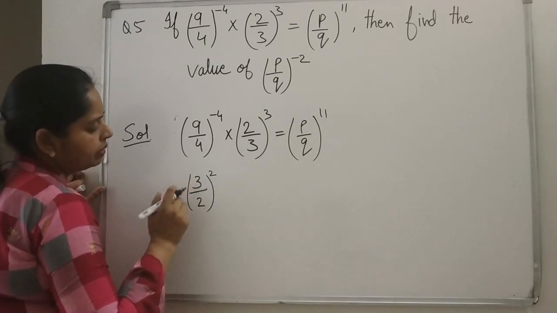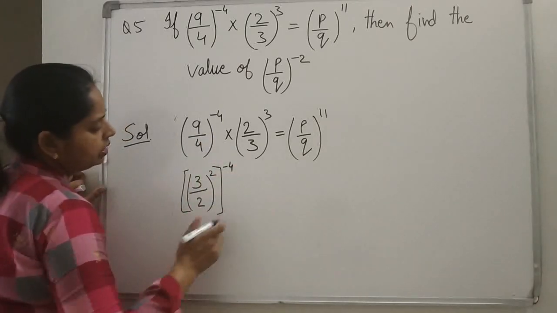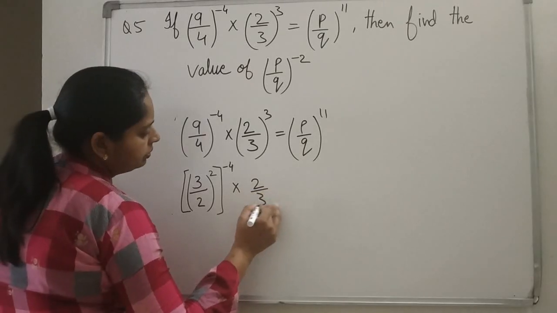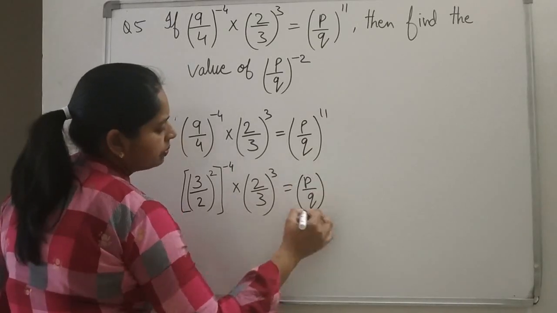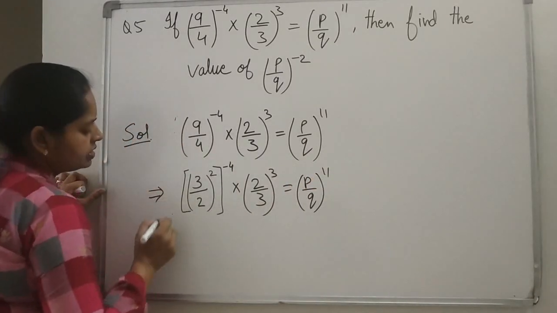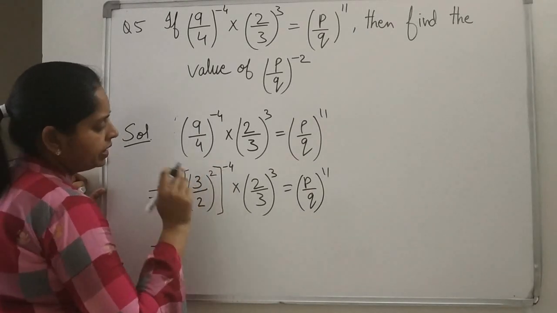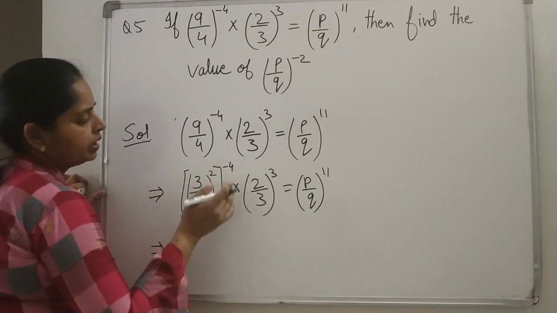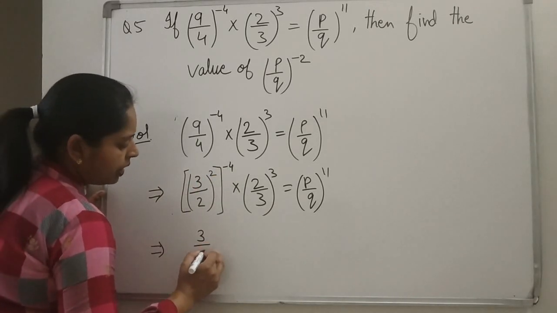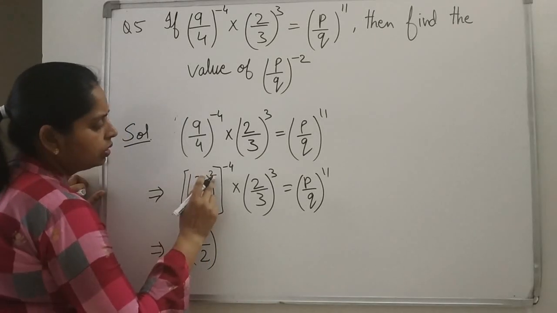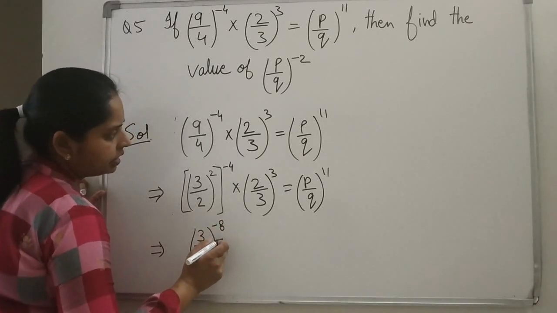You will get the answer as 9 upon 4. And overall power is given how much? Minus 4. So we have to copy down that. Multiply by (2 by 3) to the power 3 is equal to (P upon Q) whole to the power 11, right? Which implies (3 by 2) whole to the power 2 again whole to the power minus 4. So (a to the power m) to the power n will give you a to the power nm, means we have to find the product of these two powers. So (3 by 2) to the power 2 into minus 4 will give you how much? 2 into minus 4 will give you how much? Minus 8. Directly may I write it down?